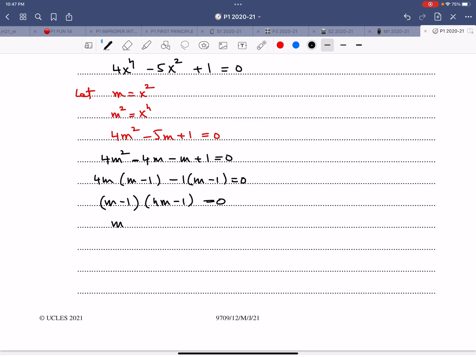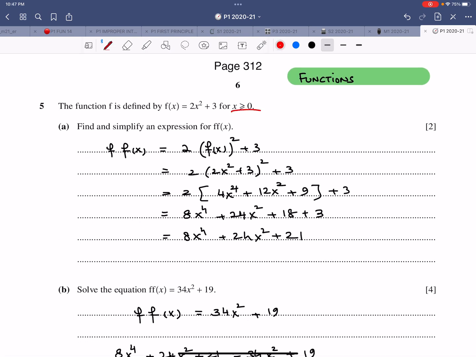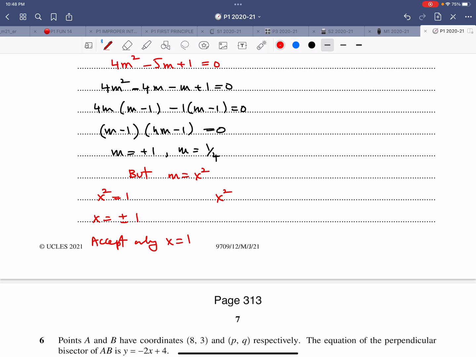Therefore m is equal to 1, and m is equal to 1/4. But what is m equal to? m is equal to x square. And also remember, x should be positive. So x square is 1, therefore x is plus minus 1, accept only x equals 1. x square is equal to 1/4, x is plus minus half, accept only x equals half. So that is the answer for this particular question.